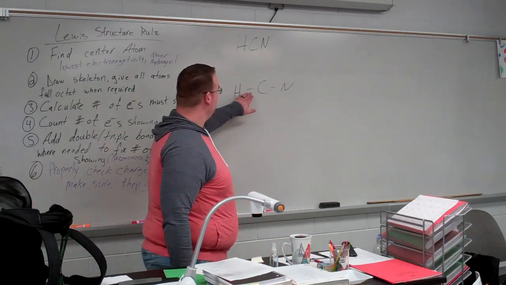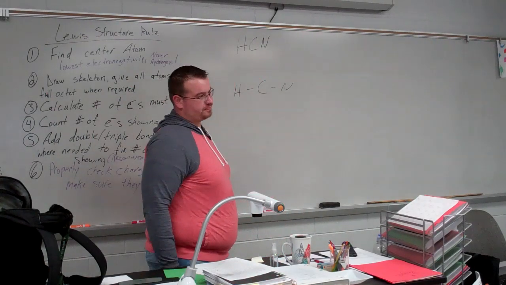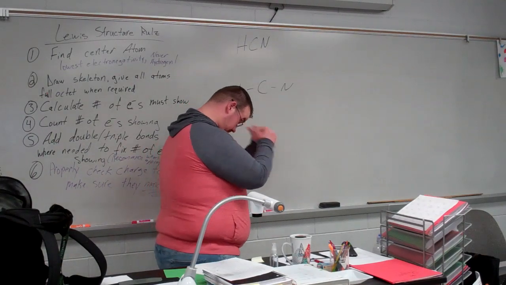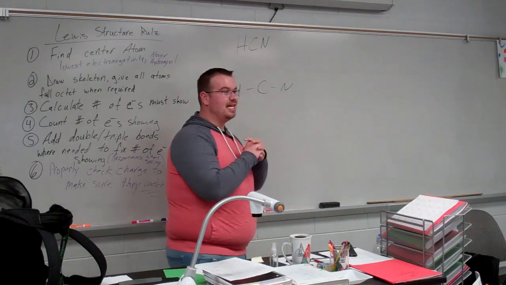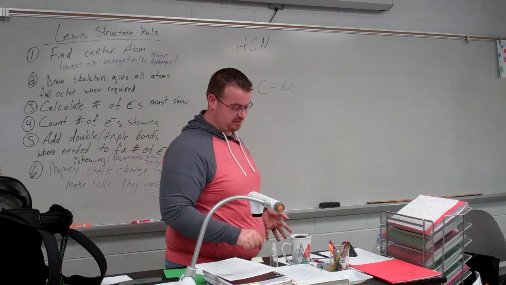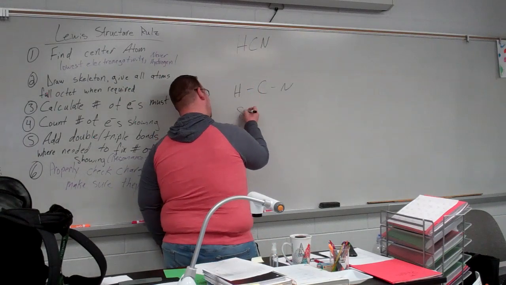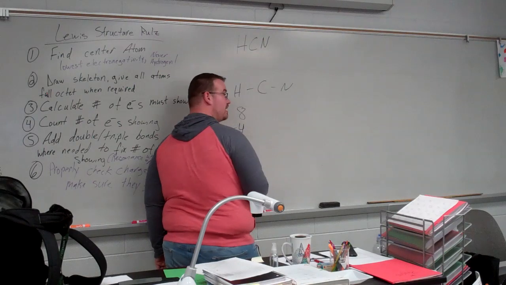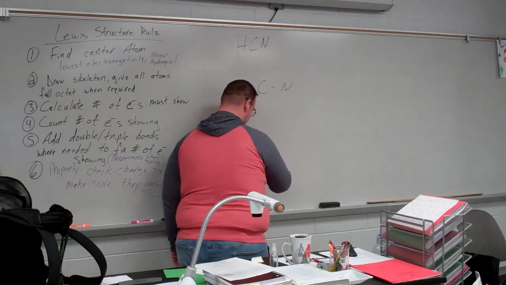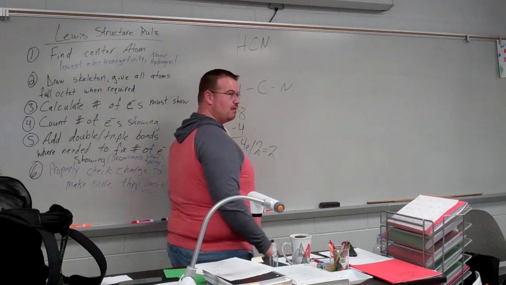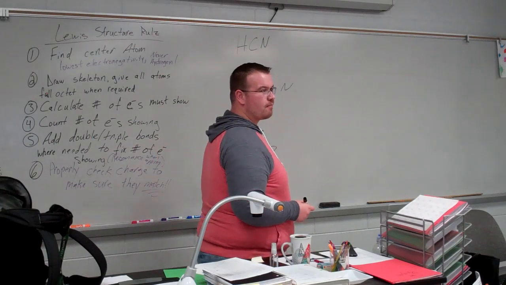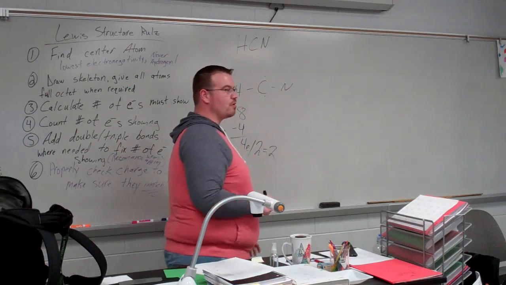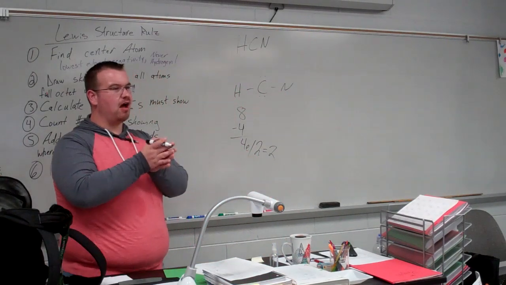How many lone pairs for carbon? It wants 8, has 4, wants 4 electrons. How many lone pairs? 2. So you don't do anything for H? No, because hydrogen only makes one bond. It's a trick. Hydrogen is an octet breaker.